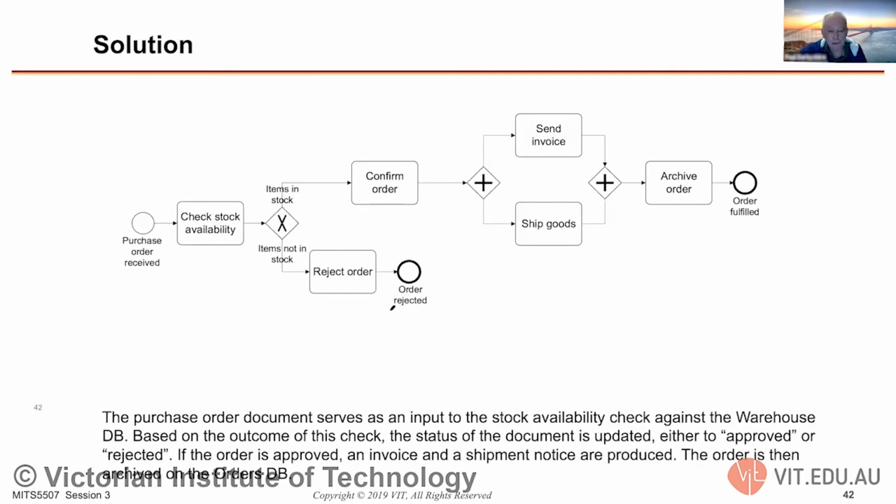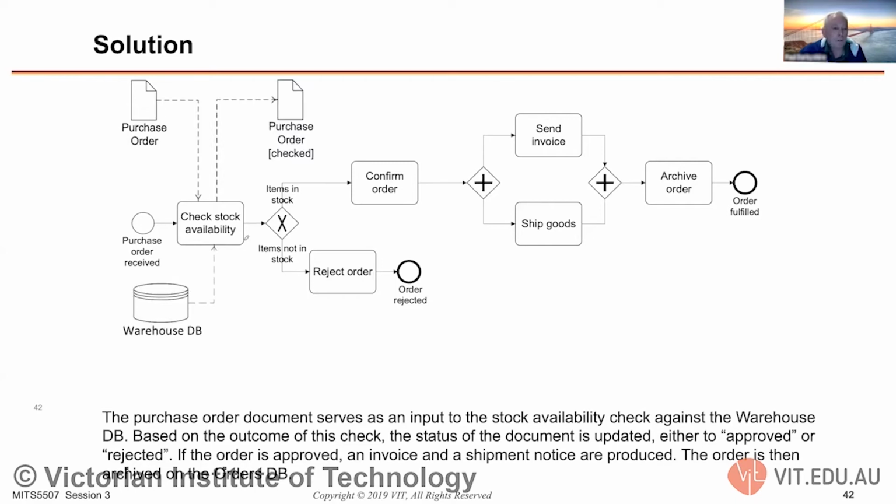So if we look at another solution to this now, something that just documents, it gives a little bit more in the way of information to be documented. The purchase order is utilized by check stock availability, as is the warehouse database. When we check stock availability, the purchase order, a check purchase order is produced. The check purchase order is used as input to the reject order because if it's not available, we reject the order based on the items aren't in stock, so it's rejected.